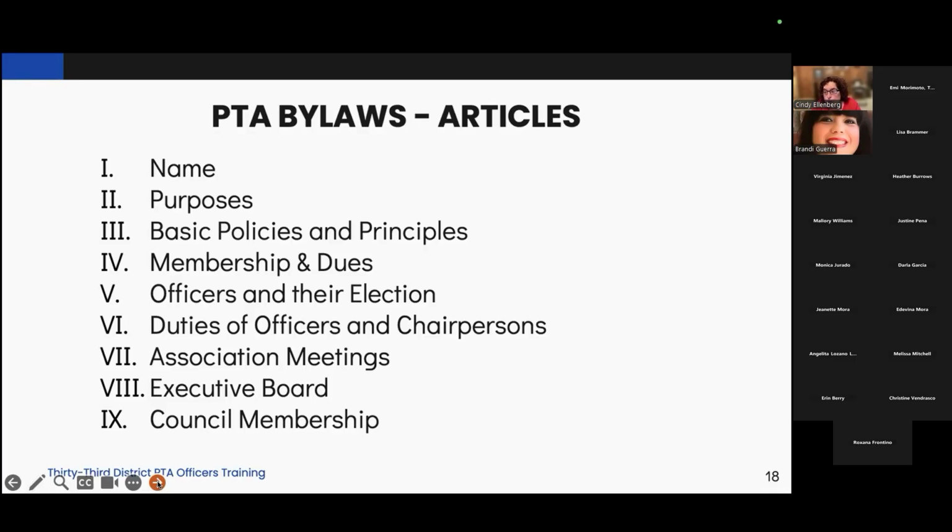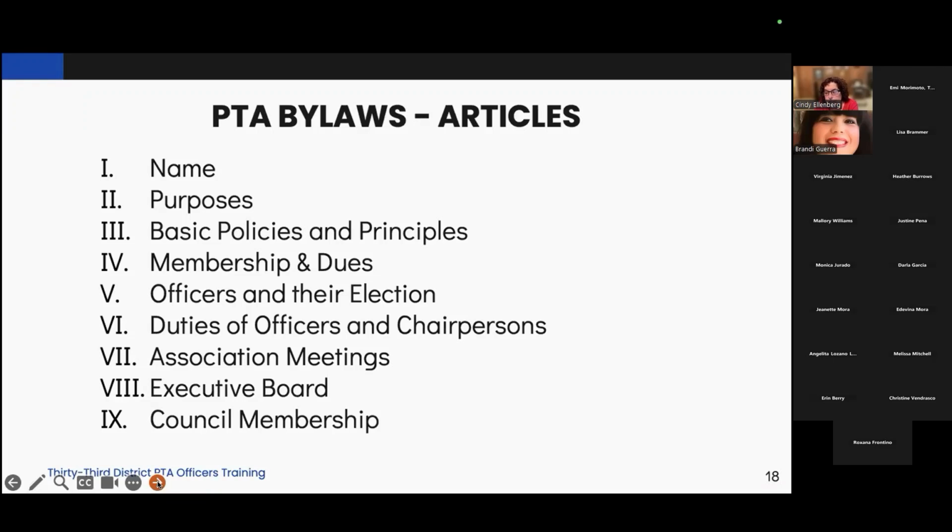All approved programs and projects and expenditures must be recorded in the association minutes. This is a legal record of the association. It also has the special meeting notice that must be given for special meetings of the association, and what the quorum is, the minimum number of members needed to be in attendance in order to do business.